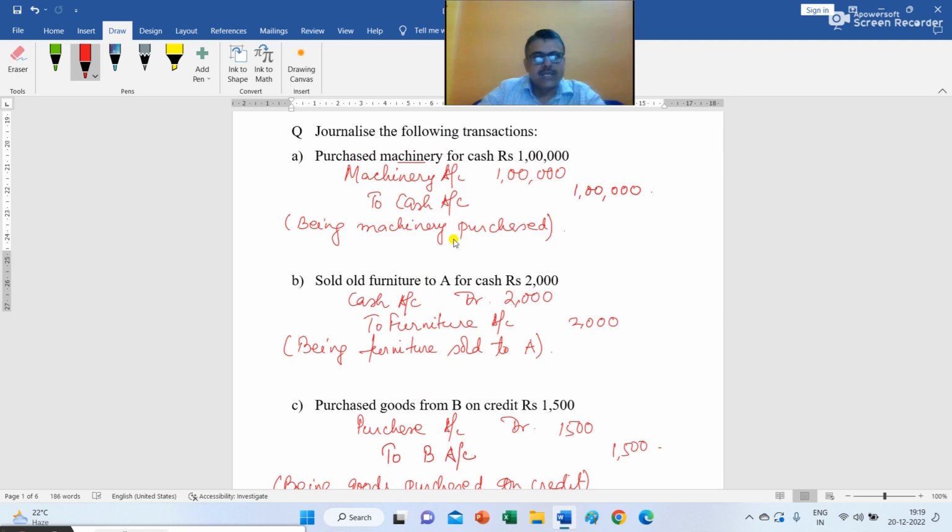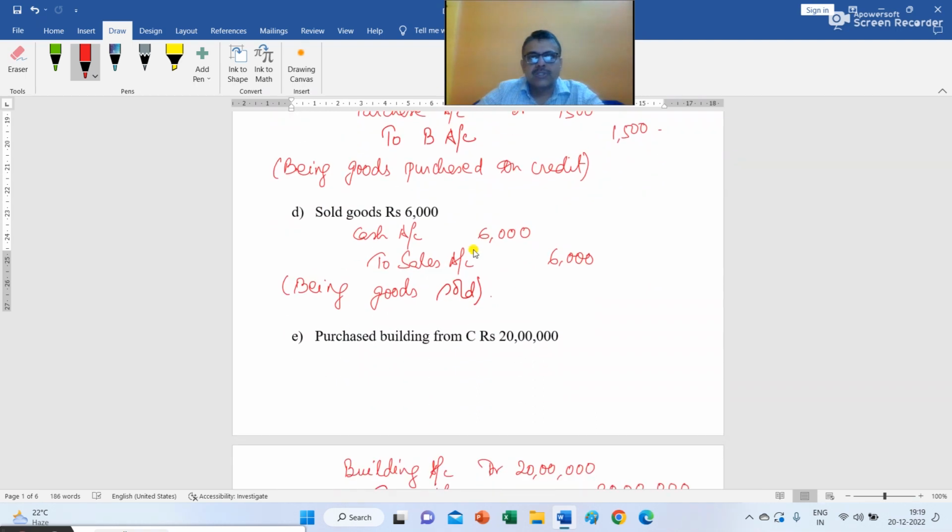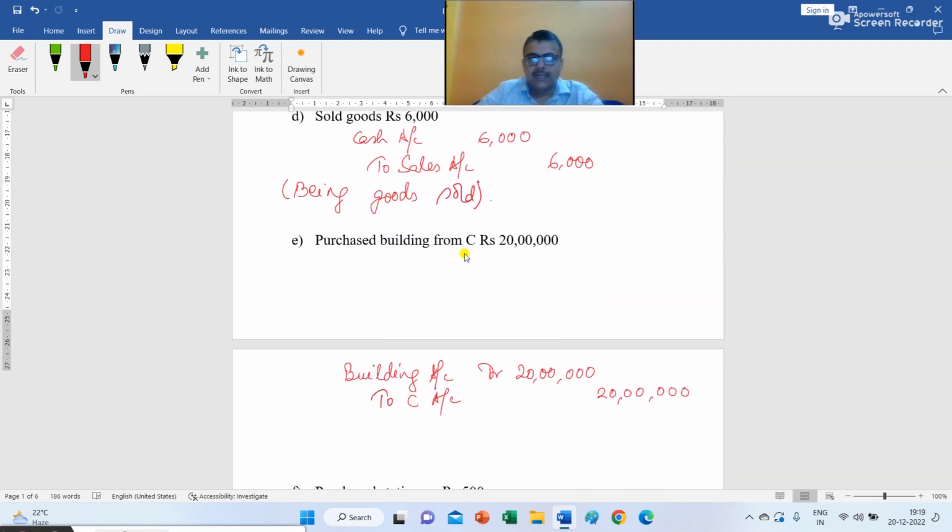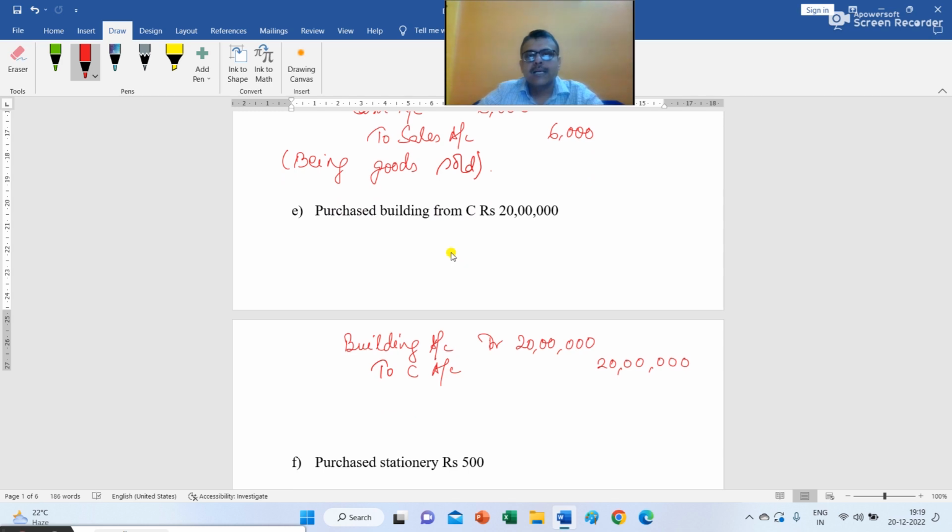But in this transaction, there was a purchase of building, that is, asset will be debited, but there was no cash outflow, because the purchase was made on credit. So creditor has been credited. That is, C is the creditor to whom the amount will be paid at a later time. So building account debited by 20 lakhs to C account 20 lakhs.